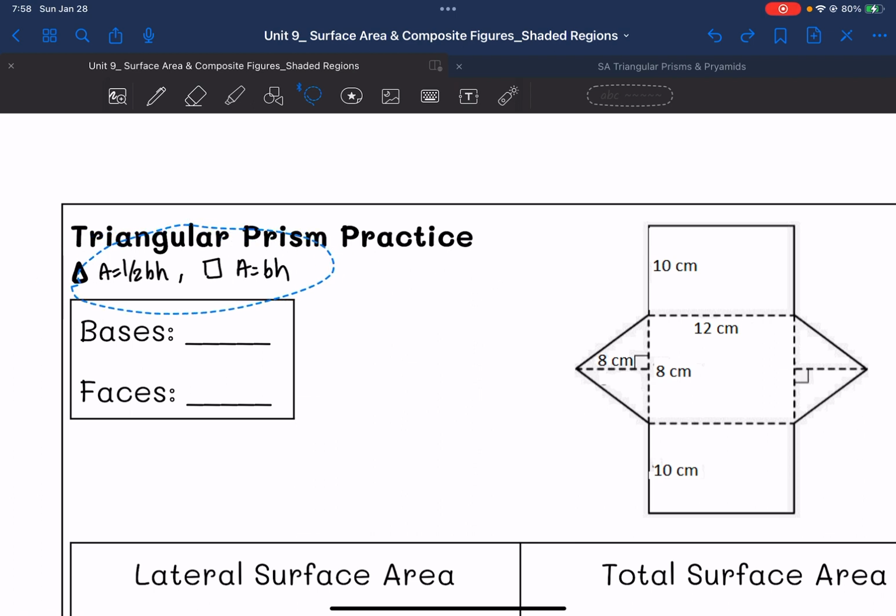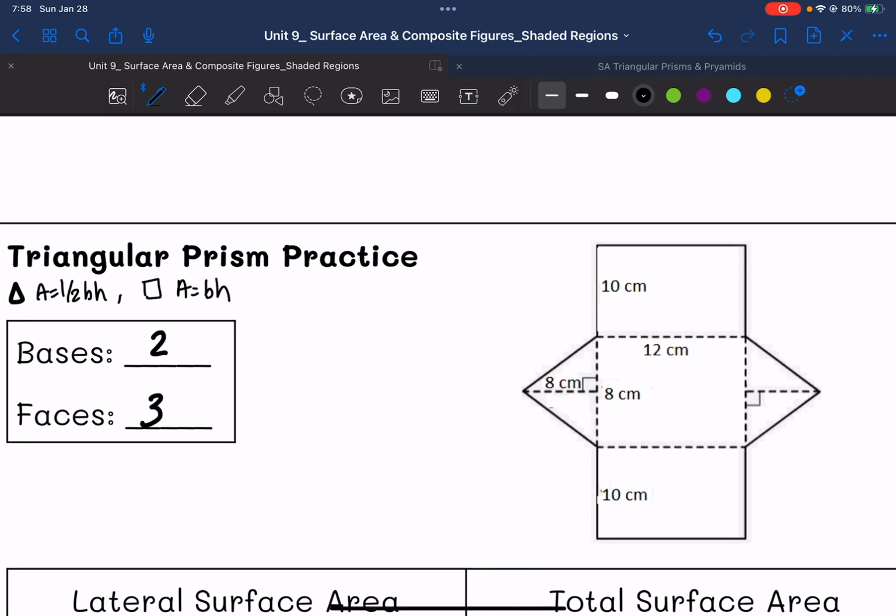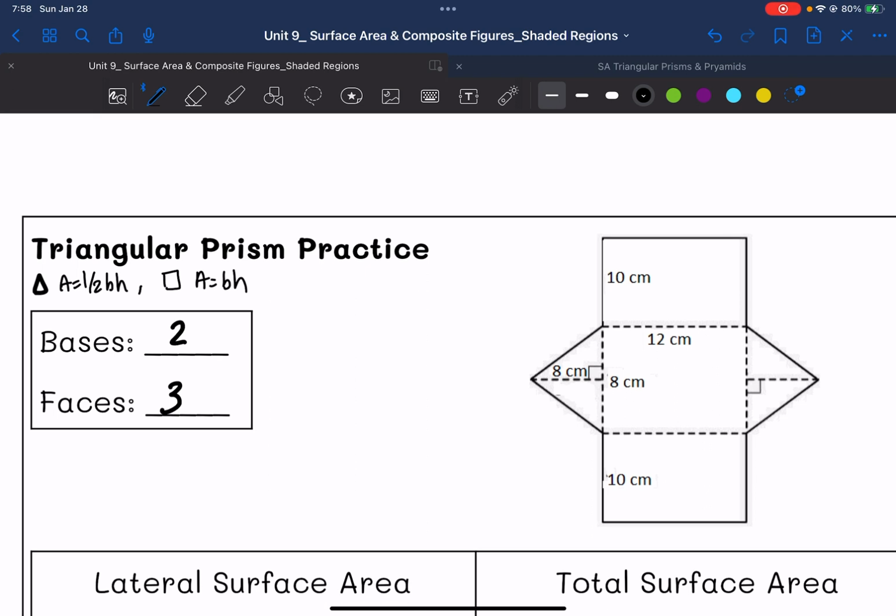All right, so here, let's continue. What I'm going to do is go ahead and fill this out. There are two bases in a prism. It has three faces, okay? So here, let's look at our figure. I'm going to look at the dimensions first, and then I'm going to decide if I have all one rectangle or if I have two different rectangles or three, okay?